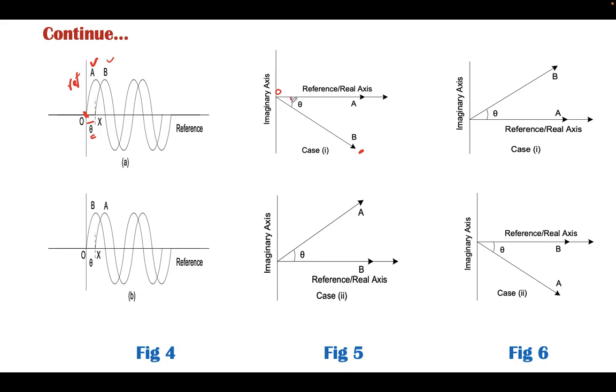Hence it is represented as displaced by an angle of theta with respect to the reference. Why is it taken downward? Because it starts after, and hence it lags the quantity A.